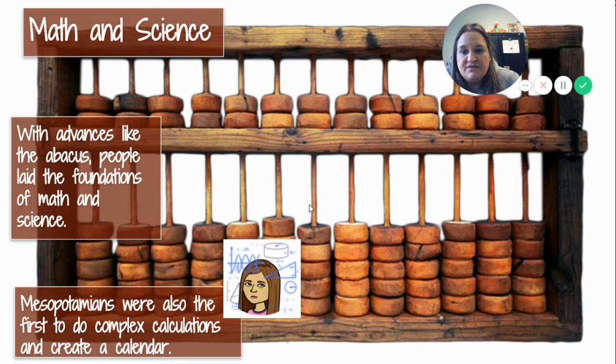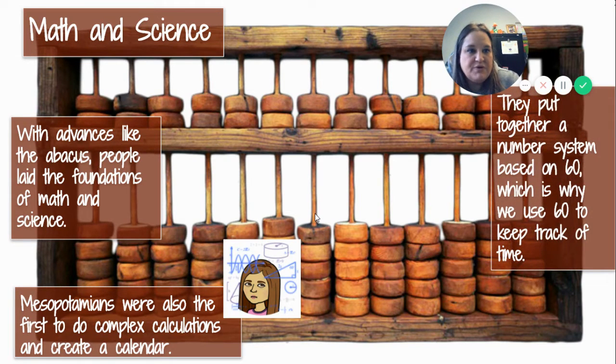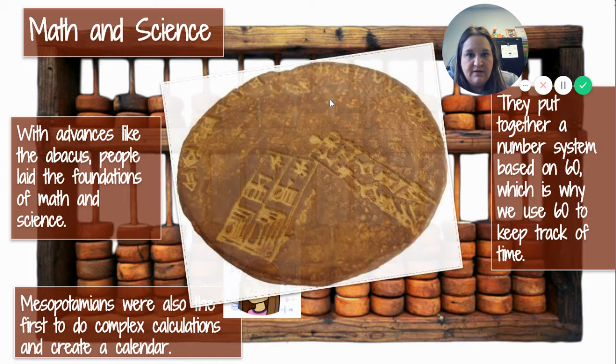They were also the first to do complex calculations and create a calendar. They put together a number system based on 60, and we've talked about this before, but our clocks are based on 60 to help us keep track of time. So it goes to 60 minutes and then a new hour starts. It just comes directly from the Sumerians. And there is an example of their calendar that they used.